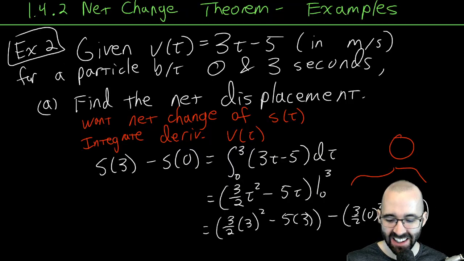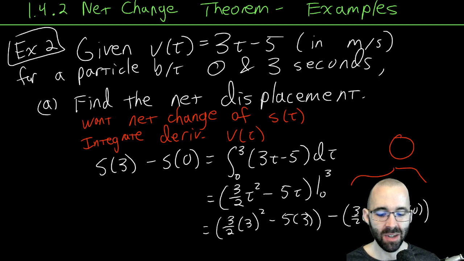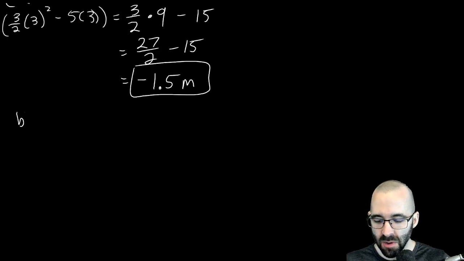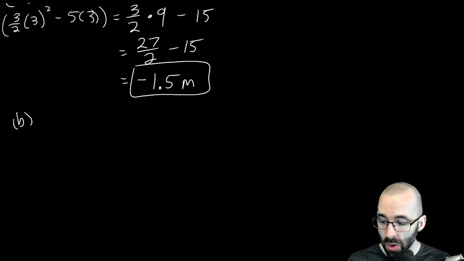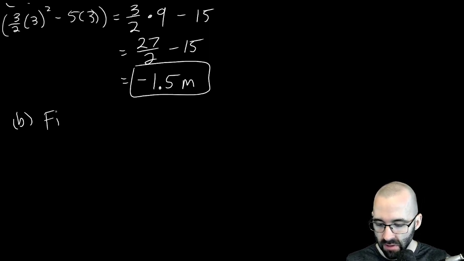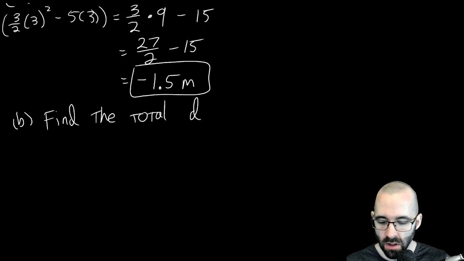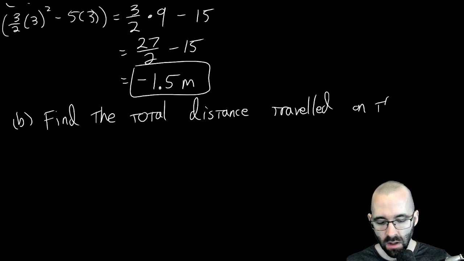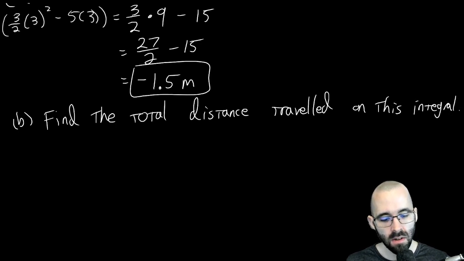Okay, let's do part B. That's the net displacement on this time interval. And part B is asking us, okay, that's the displacement. What's the total distance traveled? All right. Find the total distance traveled on this interval. So now we should expect this number to be bigger. On this interval, not integral.